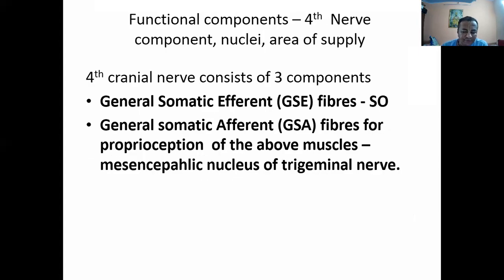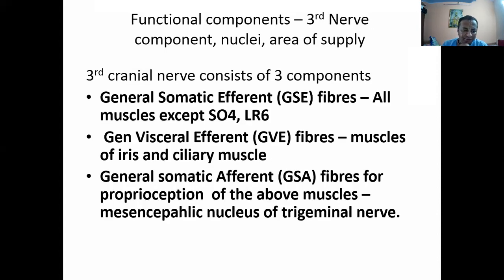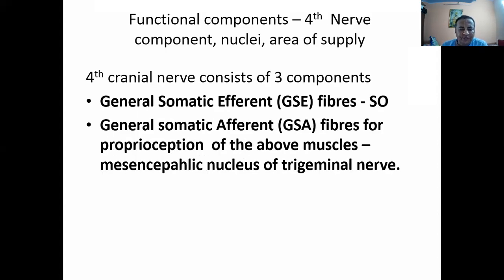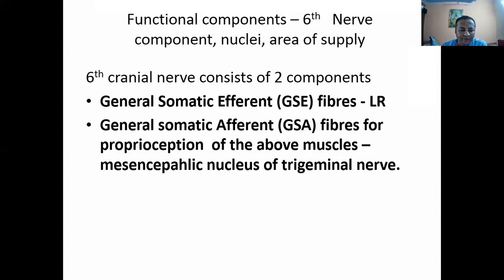The fourth nerve has general somatic efferent, general somatic afferent. Their general somatic efferent component supplies the superior oblique muscle. Only one muscle. The fourth nerve supplies only one muscle, while the third nerve supplies all muscles except these two muscles supplied by the fourth and the sixth, SO4 and LR6: superior oblique, supplied by 4, and lateral rectus, supplied by the sixth. It also supplies iris and ciliary muscle, the third nerve. Fourth nerve, only SO, superior oblique muscle of the eyeball, while the sixth nerve supplies lateral rectus. LR is lateral rectus. So it has only two components, general somatic efferent and general somatic afferent.